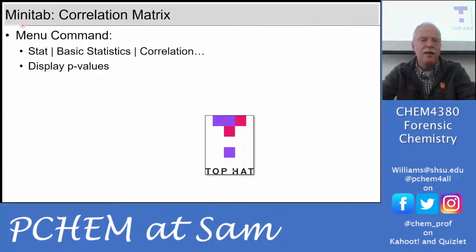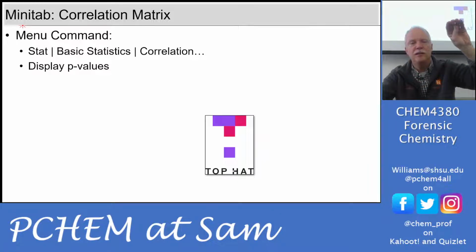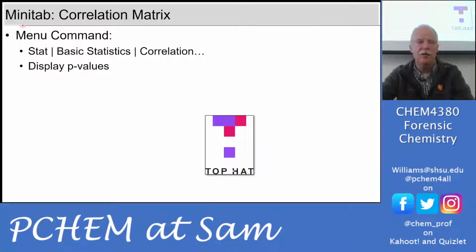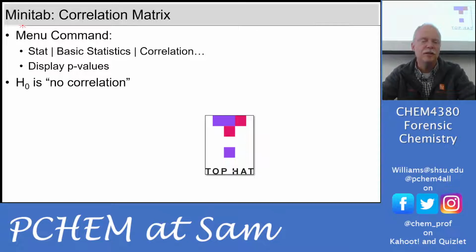So we go to Stat. It's not a graph, it's just a statistical tool. Basic statistics, correlation. So those are the menu items. You start at the Stat menu, then you go to Basic Statistics, and then you select Correlation. And the 3 dots will tell you it's going to give you a dialog box. And then it'll display the p-values. And so the null hypothesis is there's no correlation.